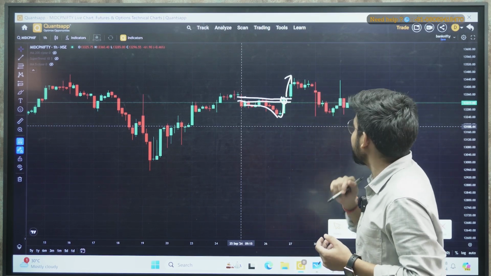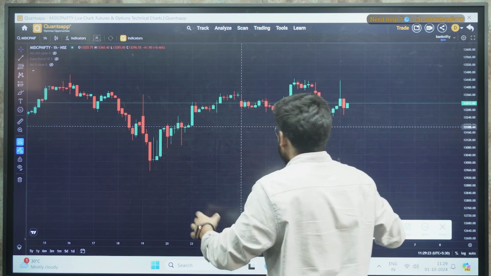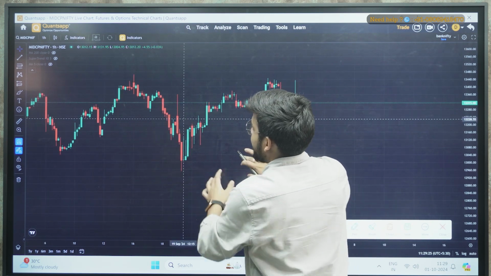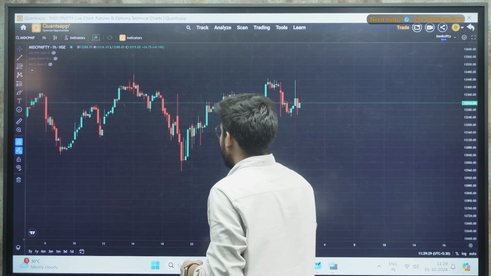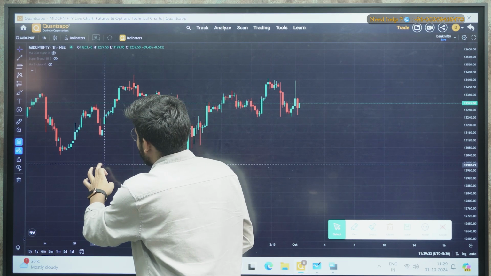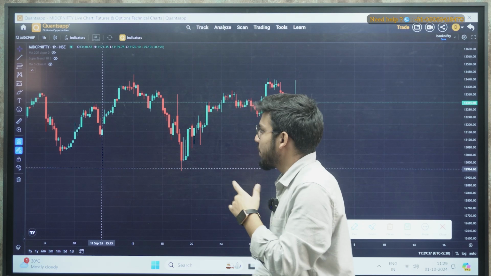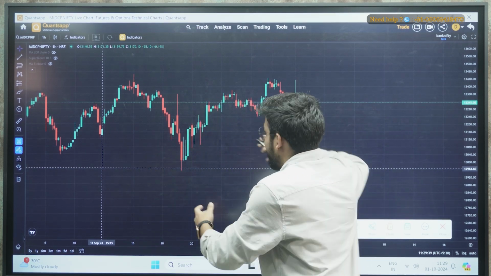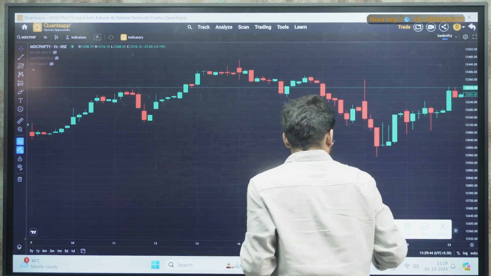Now let's find some other gap, if I can find it in this chart. Okay, so there is another one, you can see here. Let's see what the timing of that gap is. This is again 3:15, so it will be my exhaustion gap. You can see, let me zoom out the chart a little.